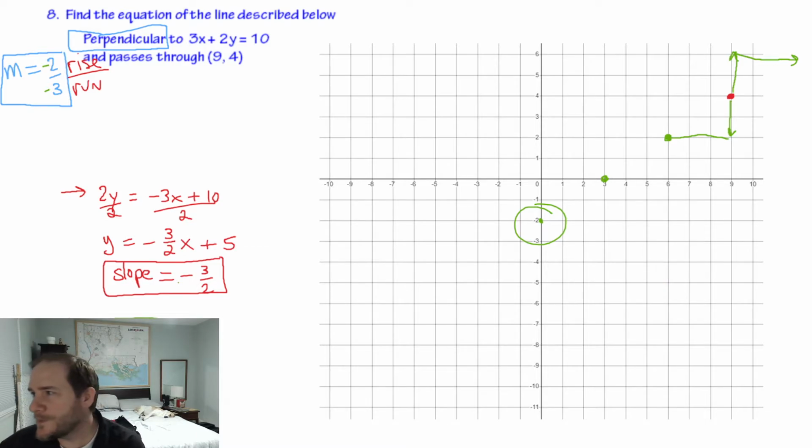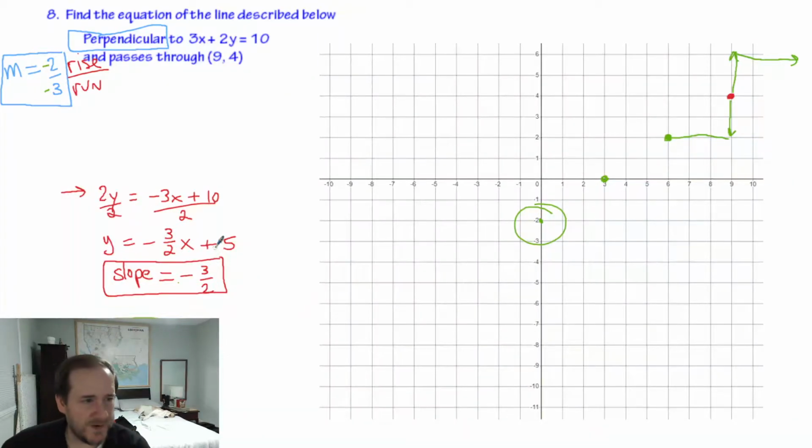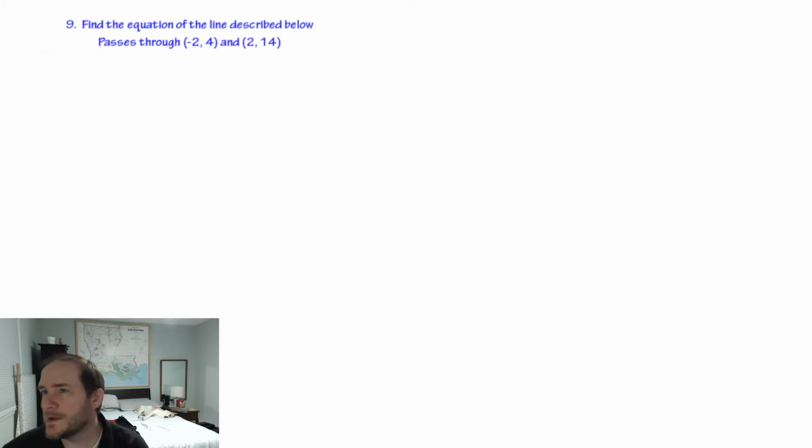Now if you wanted to, could you do this problem the same way that we did number 7, by using the y minus y1 equals m times x minus x1 equation? Sure, you could. And that algebra will work. And if anybody wants to see that, you can ask me about it tomorrow in class and I'll show you.